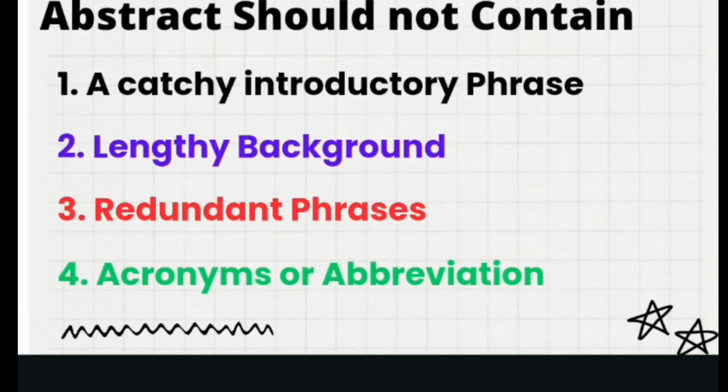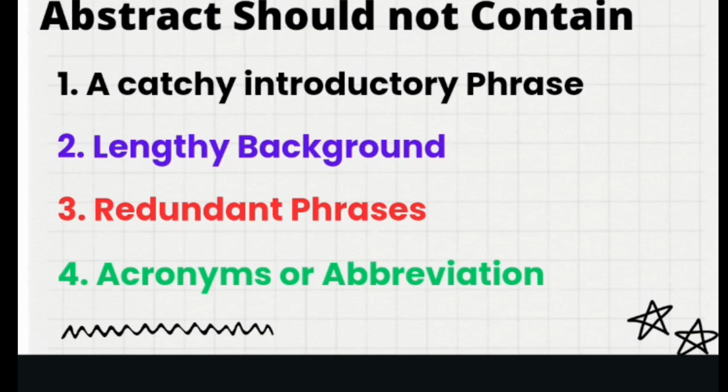Now we will discuss a very important thing. You have to understand it. It is a key point. What are the things that should not be written in your abstract? First, a catchy introductory phrase, provocative quotes, or other device to grab the reader's attention. You need not write such things in your abstract. The second is lengthy background and contextual information, which you should not add in the abstract. Third, redundant paraphrase, unnecessary adverbs and adjectives, and repetitive information you should not write in the abstract.